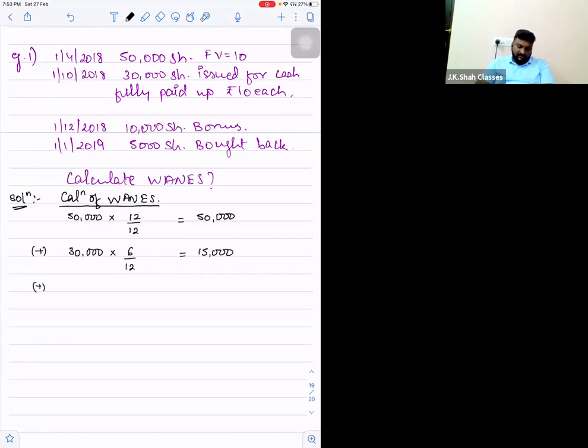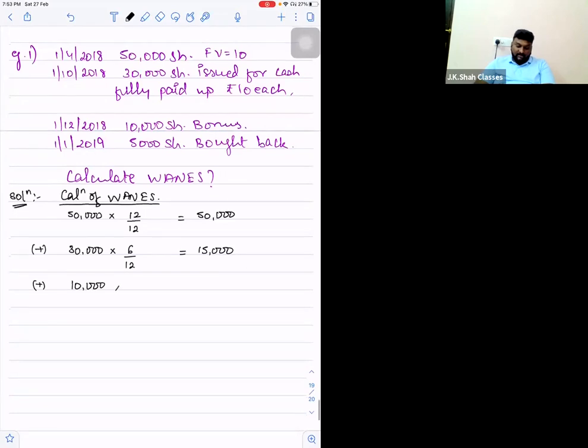Sir, then comes the bonus part. Sir, 10,000 shares are issued as bonus. Now, can I say bonus will always be outstanding for 12 months? Even if the bonus is issued in the month of December, it will always be considered as outstanding for the full year. Because bonus is nothing but capitalization of reserves. And sir, reserves are always available with you from the first day of the year. So you're just transferring your reserves to share capital. So they will be considered as full 10,000 shares.